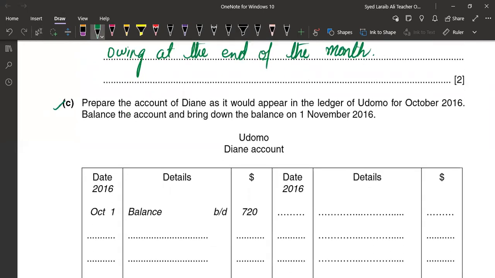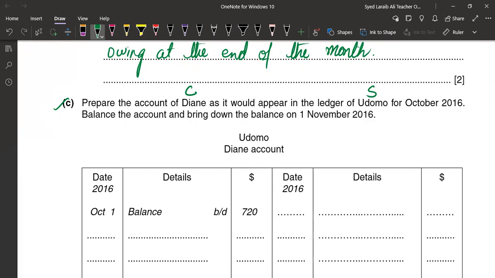Moving on to the C part, it says, prepare the account of Diane, the customer, as it would appear in the ledger of Odomo, the supplier, for October 2016, balance the account and bring down the balance on 1st November 2016. This particular question needs a little focus, as this question can lead you to the wrong account.